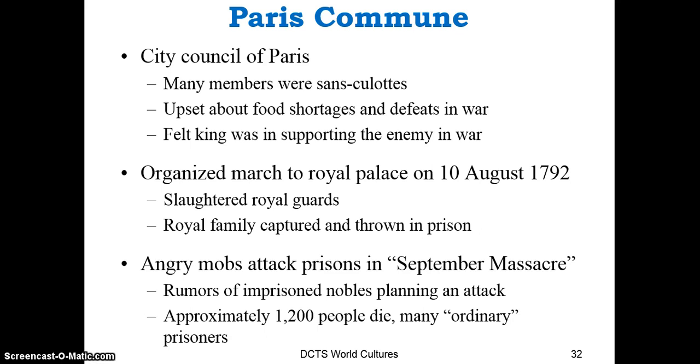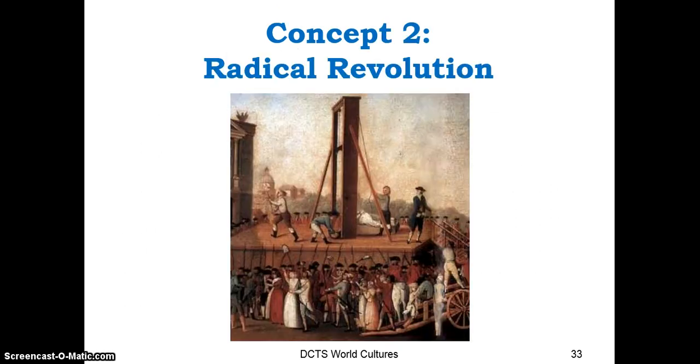Angry mobs attack the prison in what's called the September Massacre. Rumors spread of imprisoned nobles planning an attack. Approximately 1,200 people die, many of them just regular, ordinary prisoners, not actually enemies of these guys.